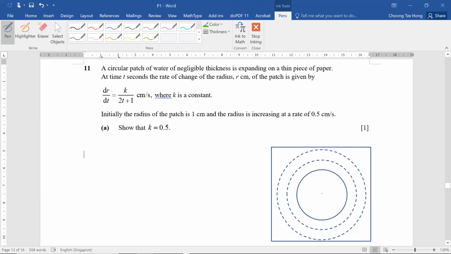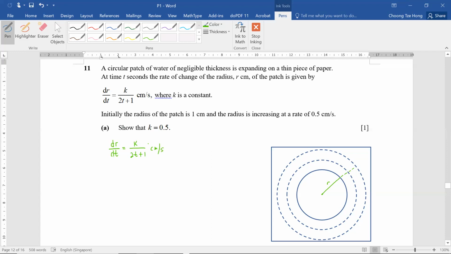Let's say this is the initial radius of the water droplet. It's going to get bigger and bigger, so the radius will increase as the size of the circle increases, as illustrated in this diagram on the right side. The rate of change of the radius is given by this equation, dr/dt. Because the radius is getting bigger, there's a rate of change of the radius with respect to time, given by dr/dt equals k over 2t plus 1 cm per second.